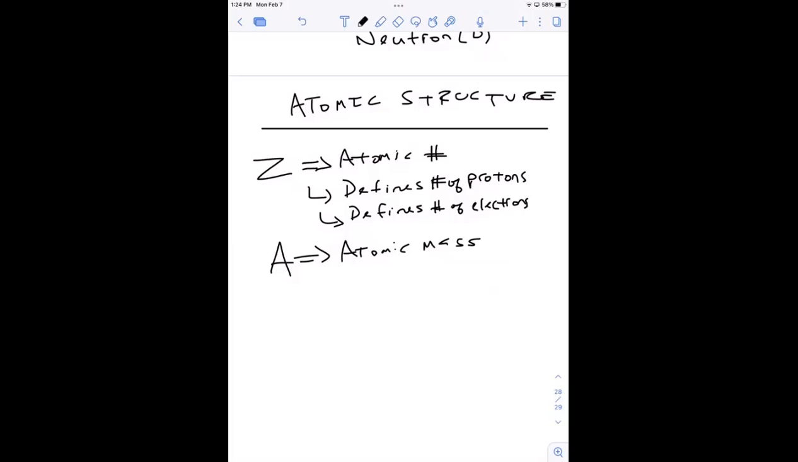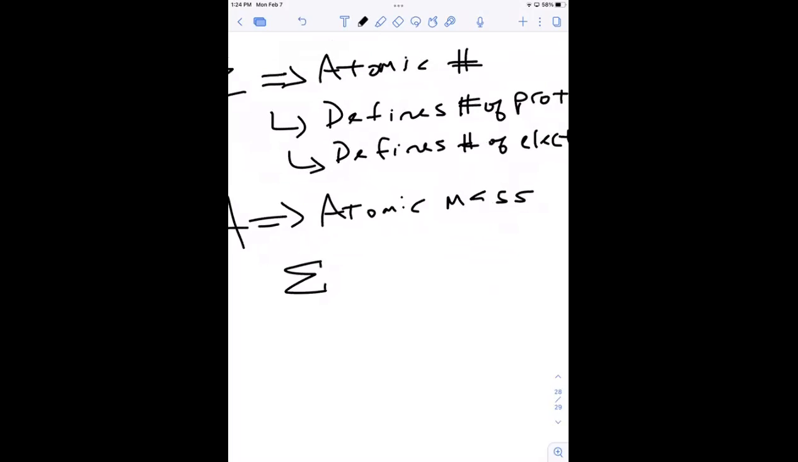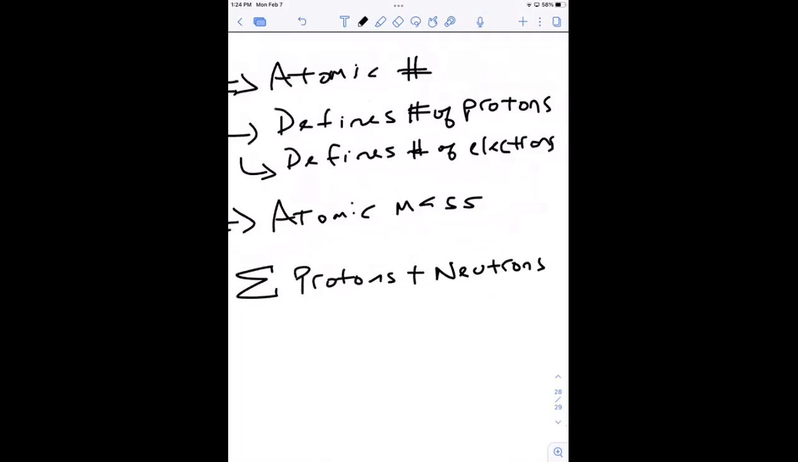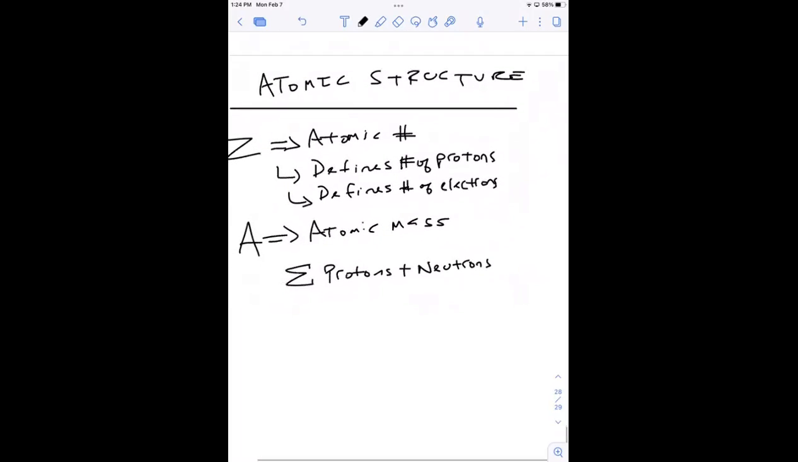And then the atomic mass is a sum. Hopefully you've seen this before, the Greek uppercase S, sigma. So it's a sum of protons and neutrons in an atom. All right, sum of protons and neutrons.